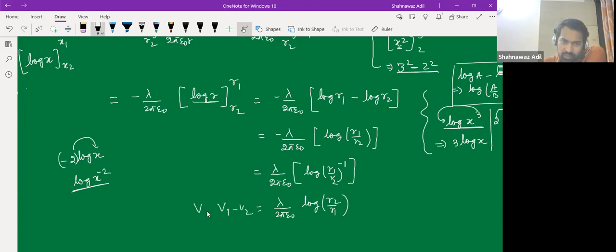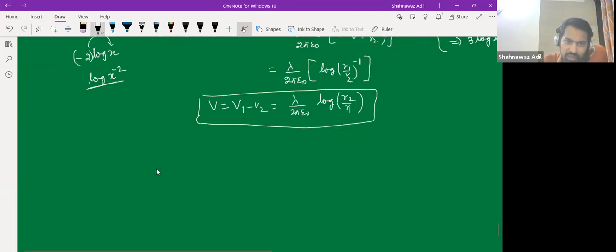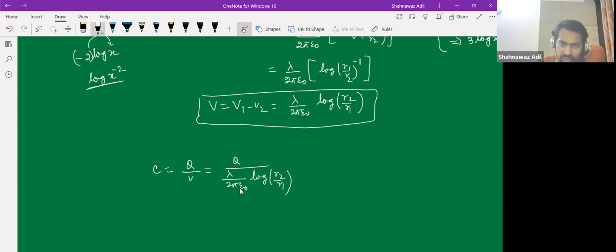So this is my potential, and if I solve this further, capacitance is Q by V. So Q by V is how much? Lambda by 2 pi epsilon naught log of R2 by R1. So this 2 pi epsilon naught goes in the numerator. This becomes Q, and this is 2 pi epsilon naught divided by lambda and R2 by R1.